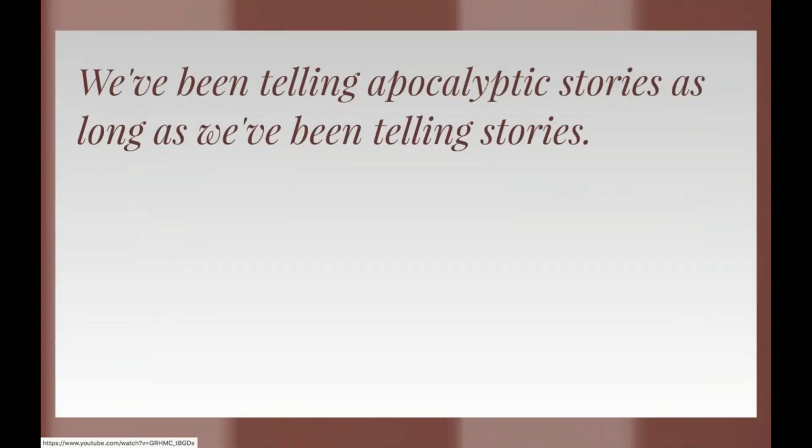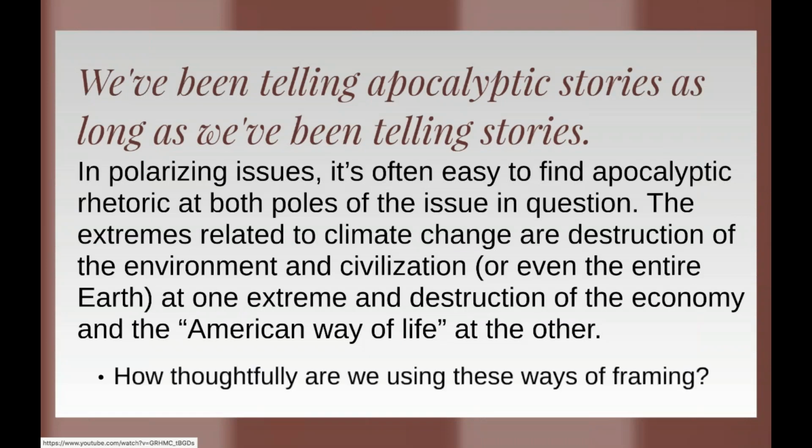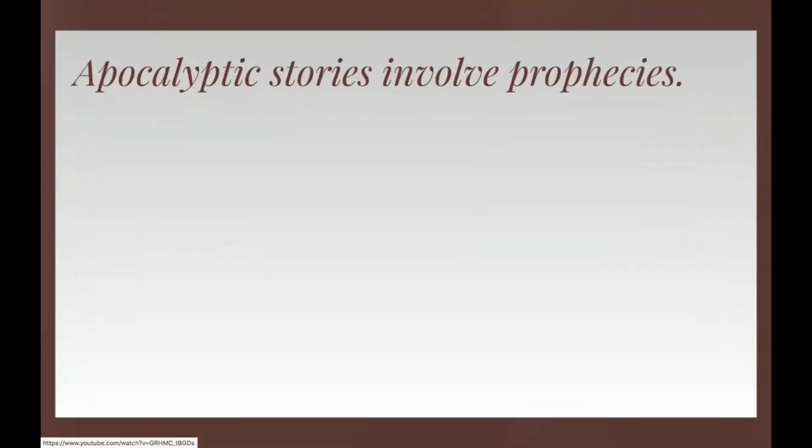So we've been telling these apocalyptic stories as long as we've been telling stories. And it's often very easy in polarizing issues to find different kinds of apocalyptic stories at both poles of the issue in question. So for climate change, at one pole, that's the destruction of the environment and civilization, or even the entire Earth. And at the other extreme, it's the economy or the American way of life. And, again, what I'm digging into is, are we using these ways of framing these things thoughtfully? And I think sometimes we are, and sometimes we're not.